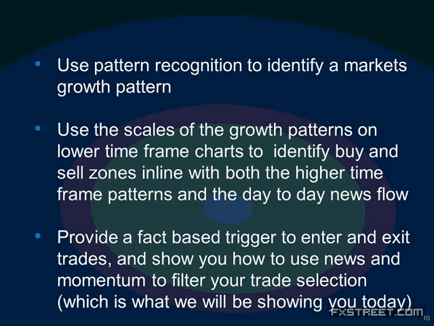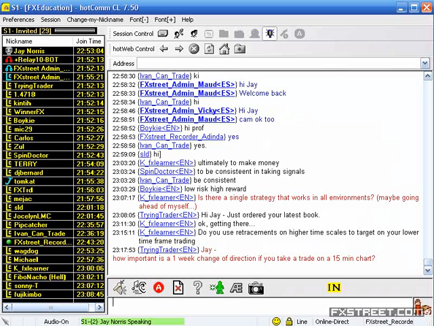Trying trader, it may be more important than you think. I'd have to see the specific. He's asking how important is a 1 week change of direction if you take a trade on a 15-minute chart. It's not so much the change of direction I'm interested in. A change of direction is a trigger for me. It's a signal. It's the pattern. I want to probably see that pattern on a 4-hour chart if I'm looking at a signal on a 15-minute chart. Really, what you want to be interested in is the direction on that 15-minute chart. So if you're taking a trade on a 15-minute chart, you're going to take that trade when you have a change of direction on that 15-minute chart in line with the higher time frame pattern.